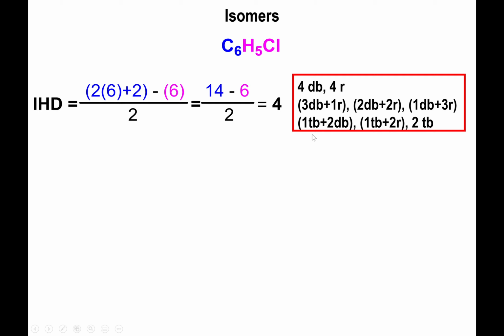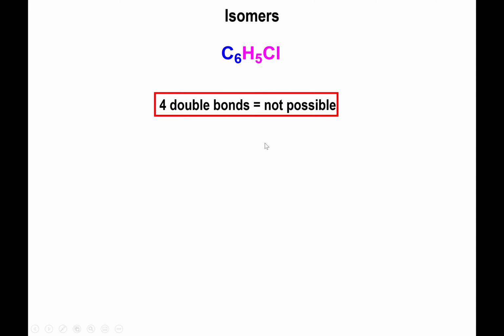And we could also start introducing triple bonds, right? Because a triple bond accounts for an IHD of 2. So you could have 1 triple bond and 2 double bonds, or 1 triple bond and 2 rings, or you could have 2 triple bonds, period, to end up with an IHD of 4. All right, so first things first, we'll look at the 4 double bonds.